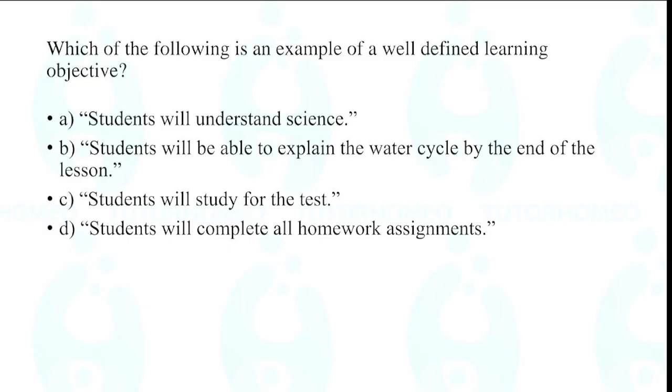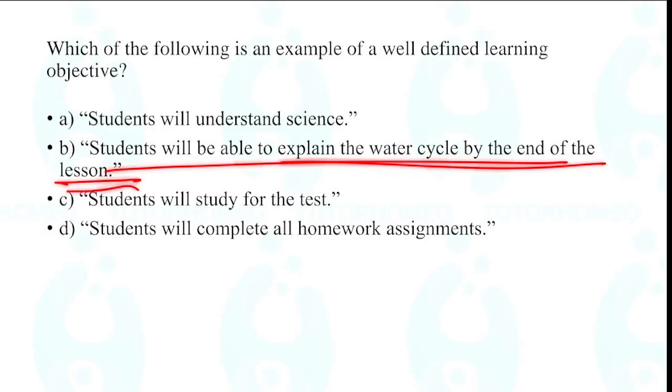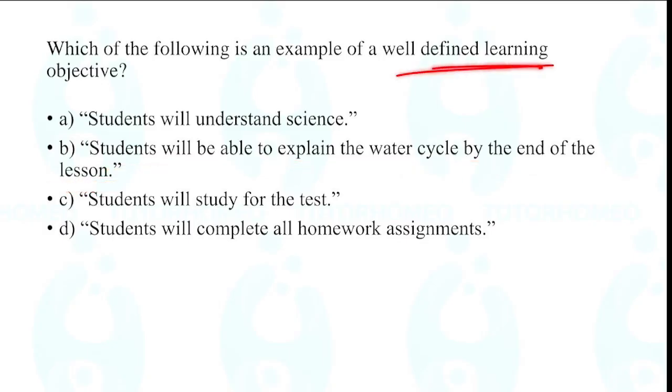So here, which among these is the one? The student will be able to explain the water cycle by the end of the lesson. So I might have taught you about the water cycle, but at the end of the class, you are supposed to explain the water cycle to us. Correct? So students will be able to explain the water cycle by the end of the lesson is the well-defined learning objective. Let's go to the next question.